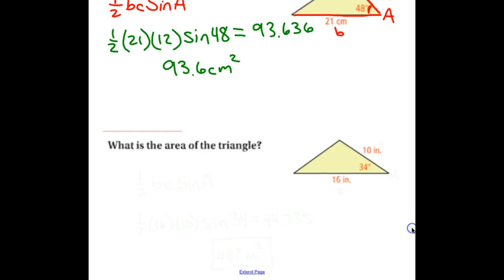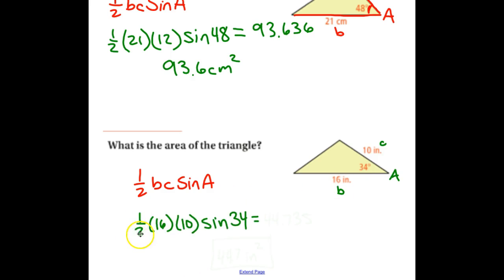What I'd like you to do now is try this other problem on your own. Pause the video and then you can check your answers. Okay, so we're going to use our 1/2 BC sine of A, like we said. We label all of our parts. We've got B, C, and A. We plug them into the formula. 1/2 times 16 times 10 times sine of 34. Type that all in. You should have gotten about 44.735. They didn't tell us what to round to, so let's round to the nearest tenth in this case. Don't forget your label as well, and we end up with 44.7 inches squared.